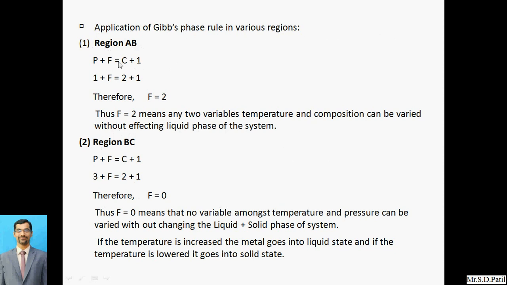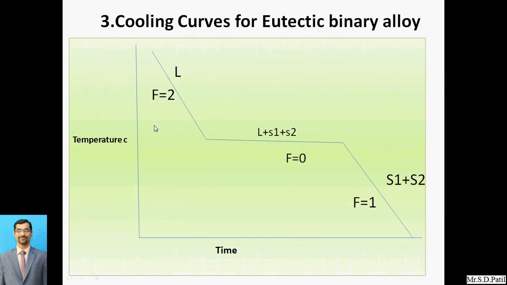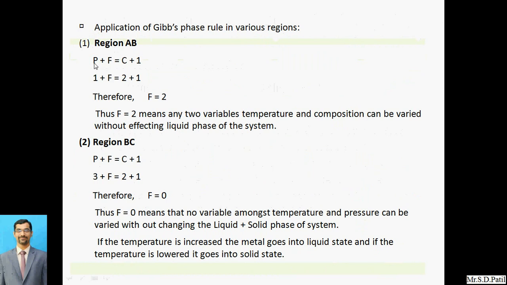Now we will see how the Gibbs phase rule is applied in the region A to B. P plus F is equal to C plus 1. This is the Gibbs phase rule mathematical equation. I hope you understood why P is 1 and why C is equal to 2 has been taken. Now here P is equal to 1. Why? Because only the liquid is the state, and that's why in P we have taken only the liquid phase, which is the indicator of 1.